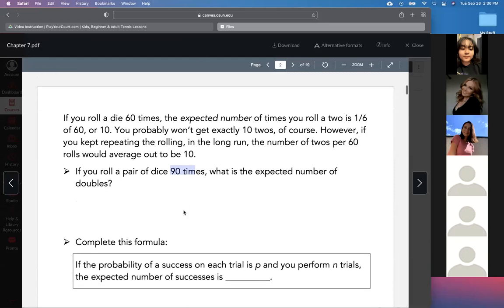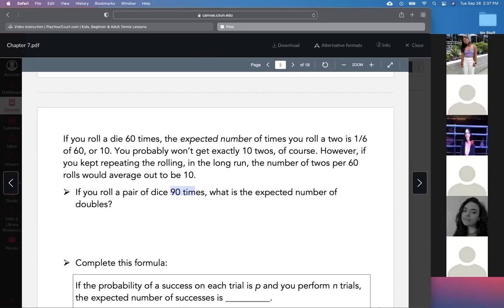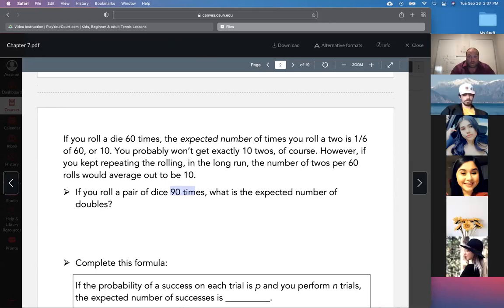Okay, so complete this formula. If the probability of a success on each trial is P, and you perform N trials, the expected number of successes is going to be what? And I want you to compare this to the previous problem, where we did 90 experiments, 90 trials, with a probability of success on each trial of 1/6.